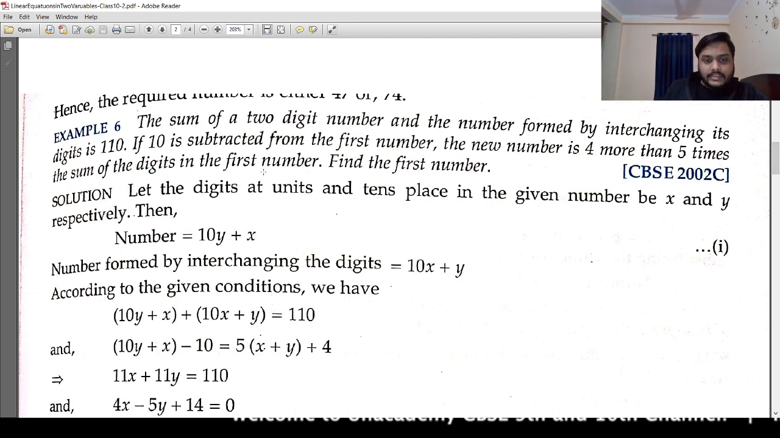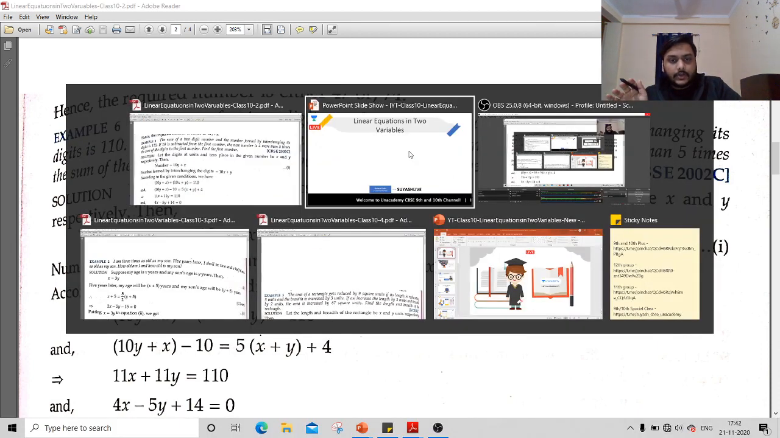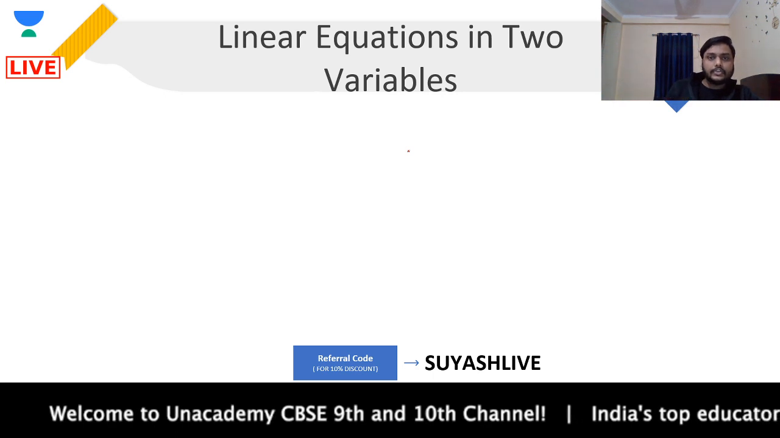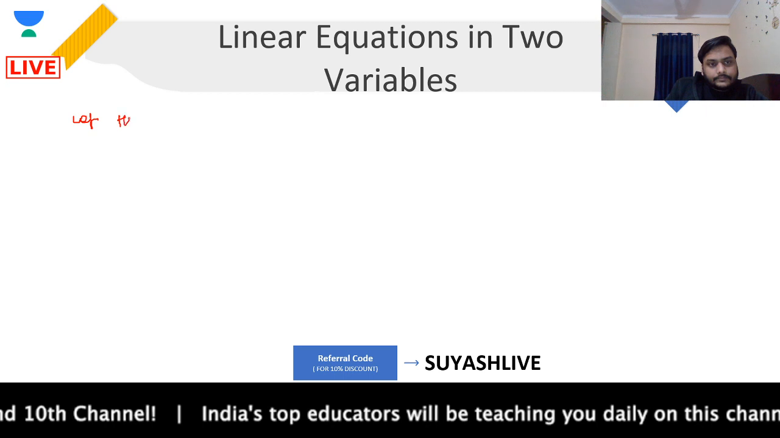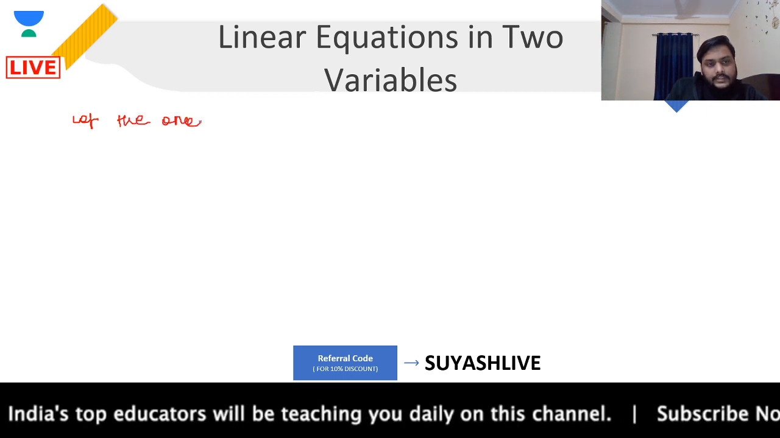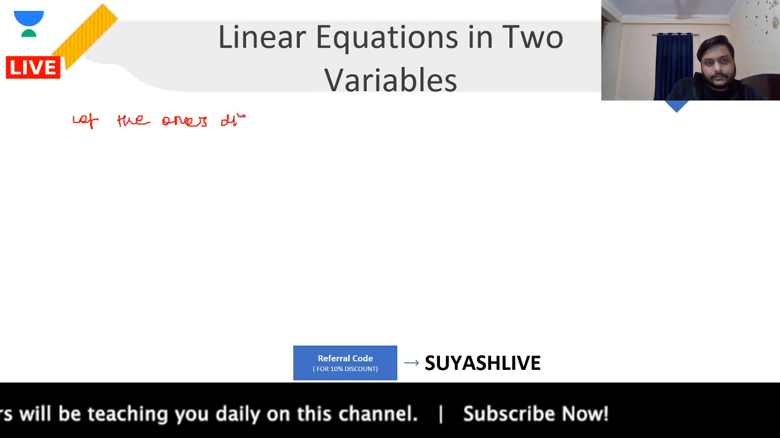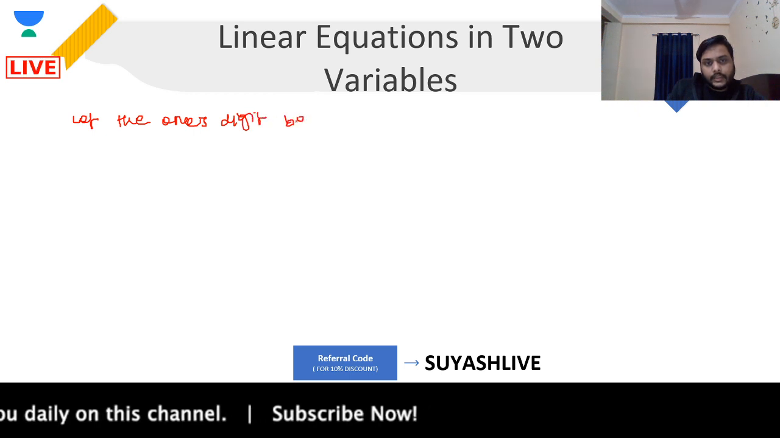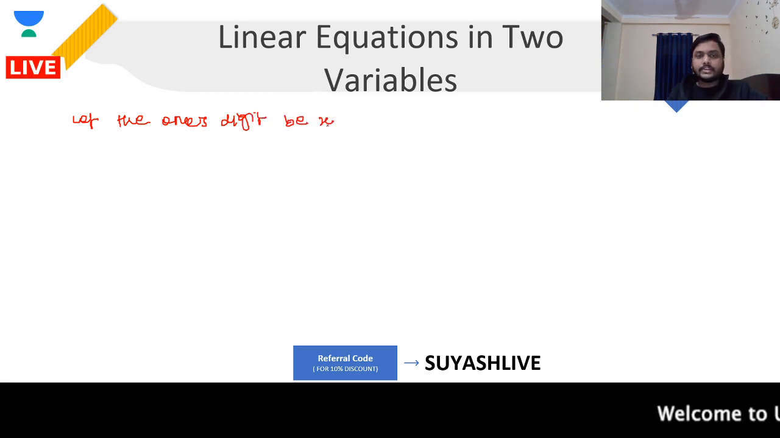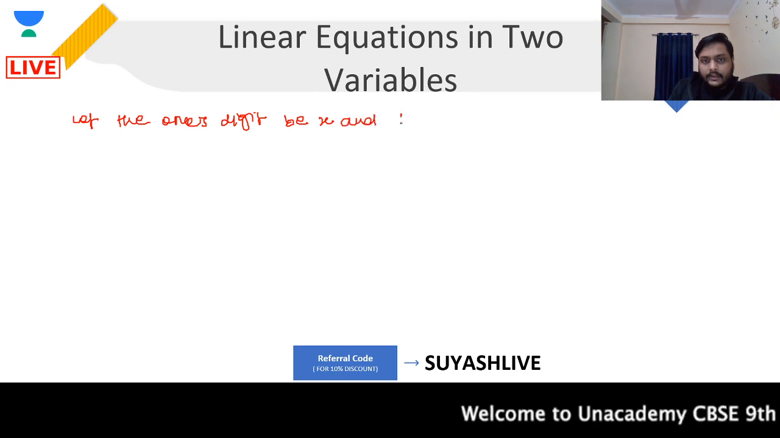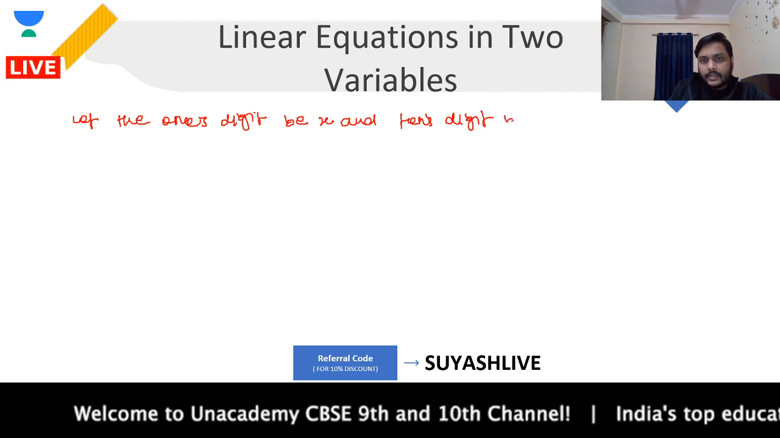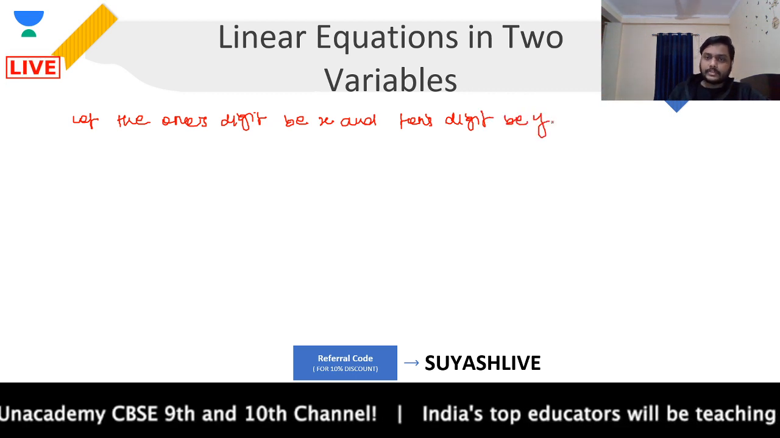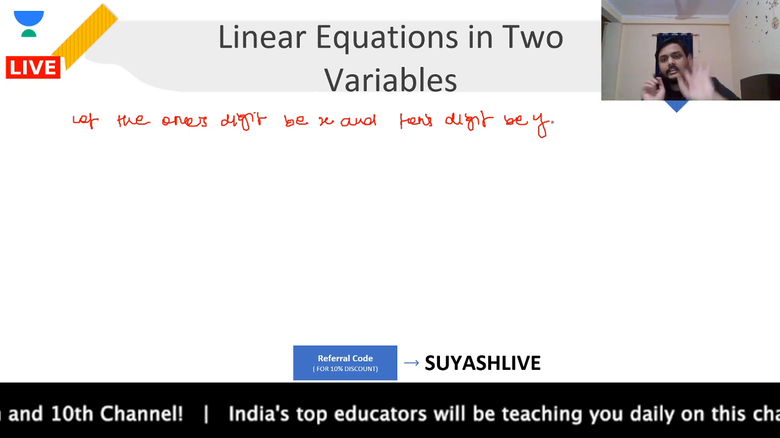So what is given to me? First and foremost, the sum has been given to me as 110. I am assuming my number to be: let the ones digit be x and let the tens digit be y. This is what I have assumed till now.